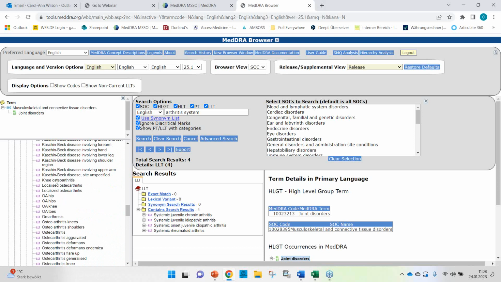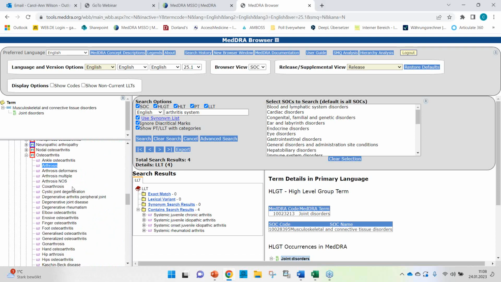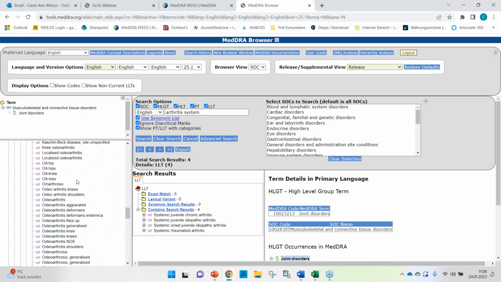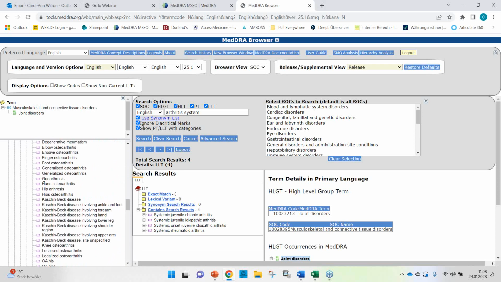So do we have something knee osteoarthritis? Do we have the arthrosis? We only have multiple, and arthrosis NOS, ankle. So what is available, and this is the medical term here, is GON arthrosis. GON relates or reflects the knee. So the knee arthrosis is reflected by the LLT GON arthrosis. So this would be the closest term.